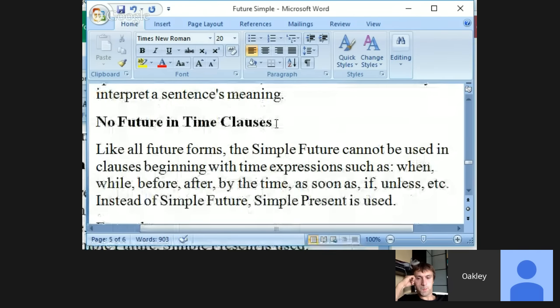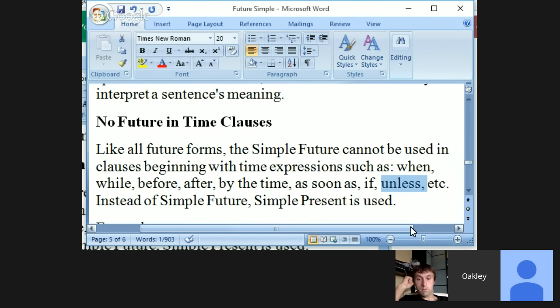Okay, let's talk about a very important factor when using future tenses, or maybe a negative factor. A very, very common mistake for English language learners, which you really need to avoid, because it really does sound bad. All future forms, not just the simple future, but all future forms, cannot be used in time clauses or clauses that begin with time subordinators. These words: when, while, before, after, phrasal subordinators like by the time, or as soon as. In addition, if is the one that often gets forgotten, and the negative of if, unless. The if and unless are considered to be time words, believe it or not.